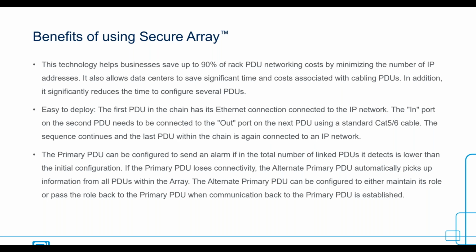So if the primary PDU loses connectivity, the alternate primary PDU automatically picks up information from all the PDUs within the array. The alternate primary PDU can be configured to either maintain its role or pass the role back to the primary PDU once the communication is back to that primary PDU.